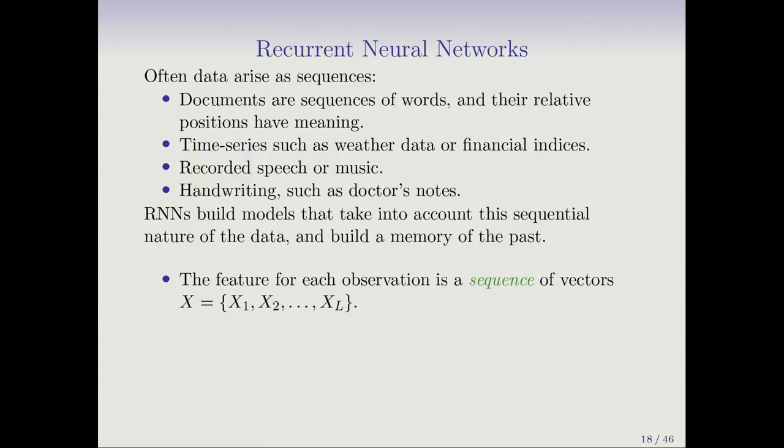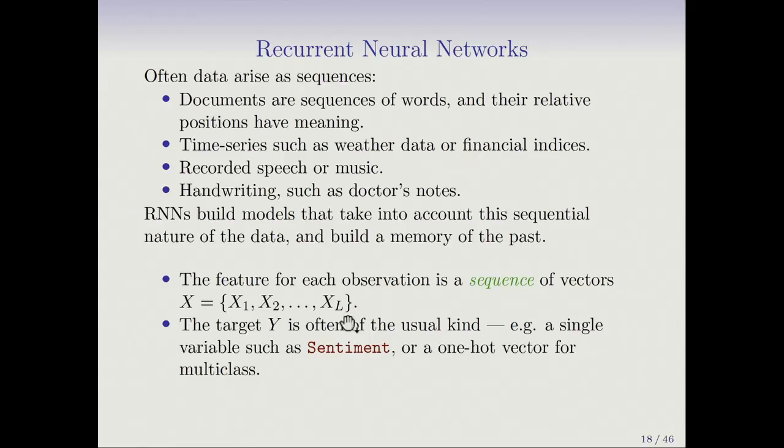Just to get into notation, the feature for each observation here is a sequence of vectors, and the sequence is of length L. So X1, X2, up to XL, each of these are vectors of numbers. It's just like an input feature vector, but now we've got a sequence of them.